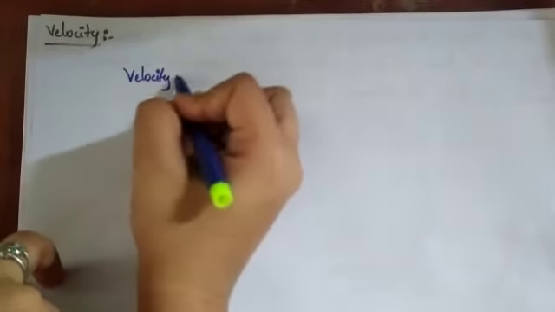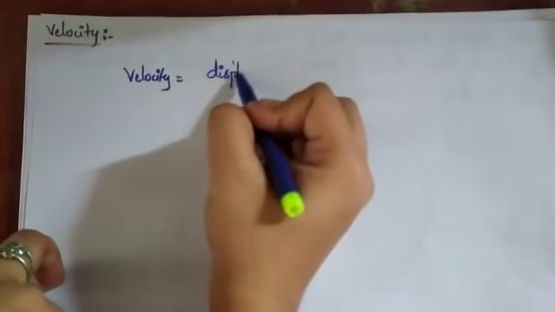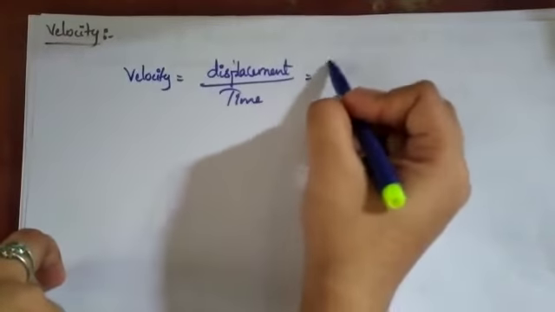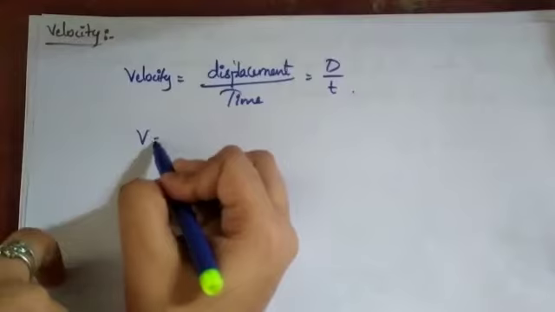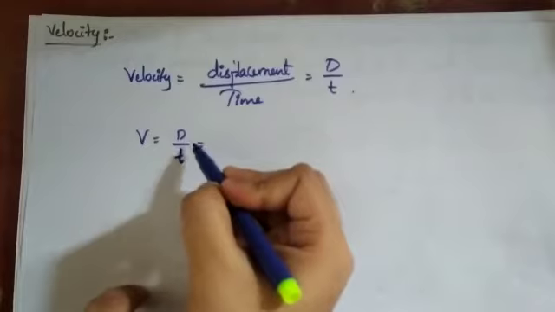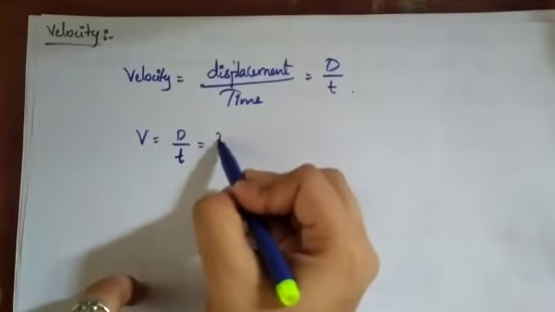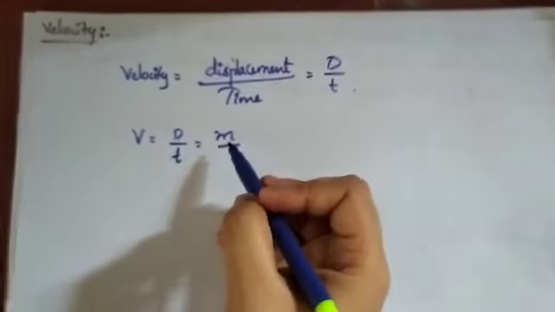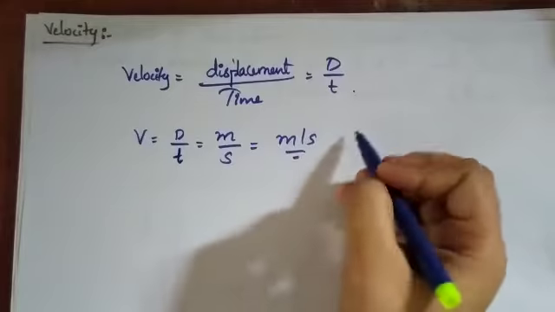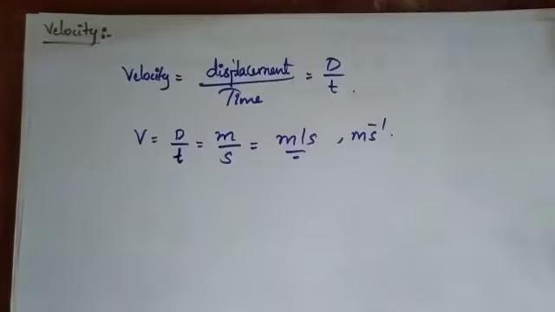So here velocity is the same as the speed. Velocity is defined in terms of displacement divided by time taken, so it is d divided by t. The SI unit of velocity: previously we know displacement unit is meter and time unit is second, so the velocity unit will be meter per second, or m s to the power minus 1.